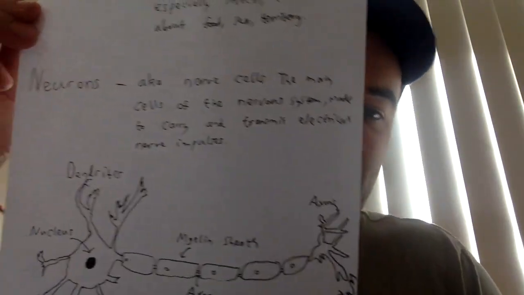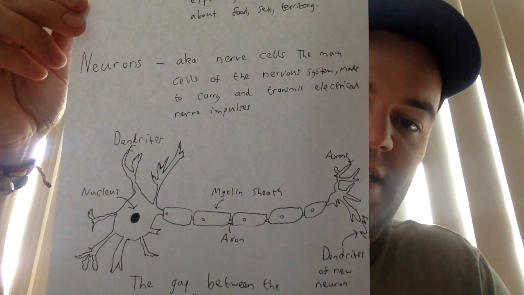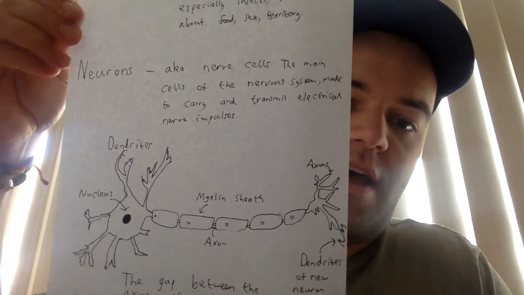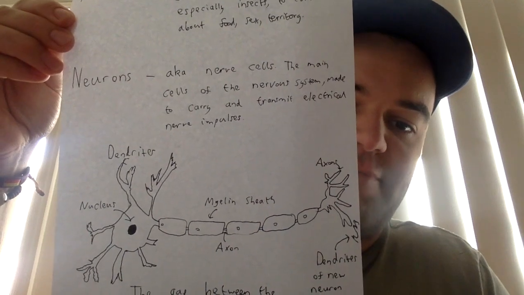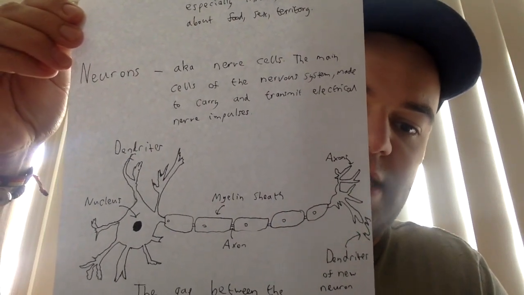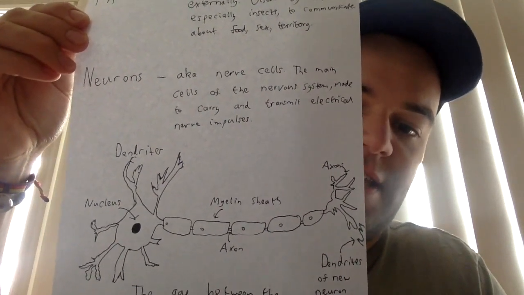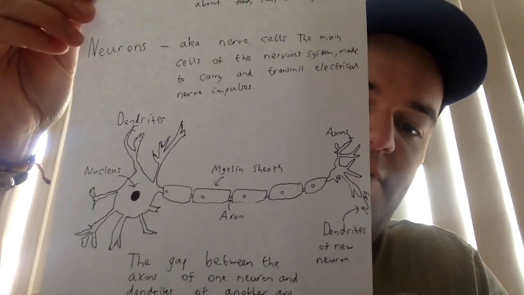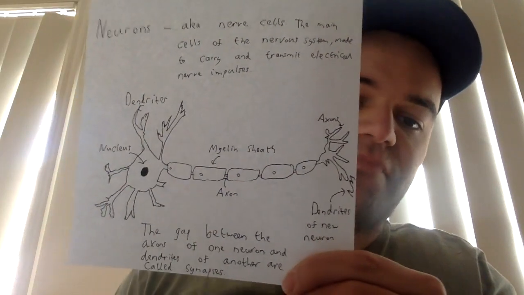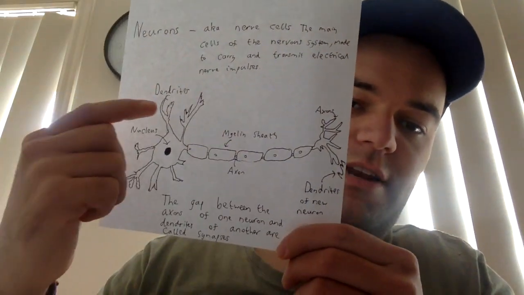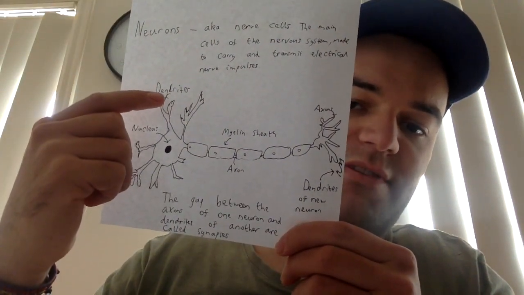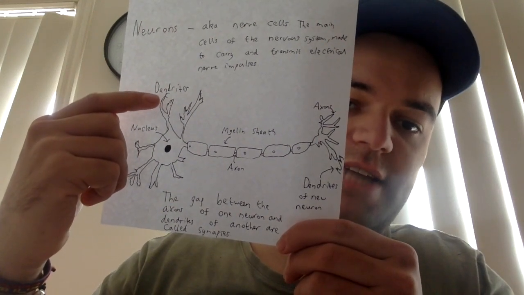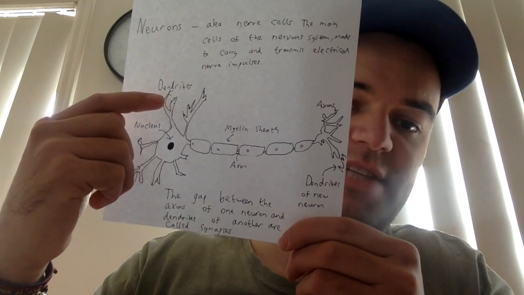Okay, and then on to neurons or nerve cells. These are the main cells of the nervous system, and they're made to carry and transmit electrical nerve impulses. So these are happening much faster than hormones. They're electrical signals, they move very quickly, and they've got quite a complex structure. They've got these long protrusions at one end of them called dendrites. The dendrites are where it picks up signals from another cell.